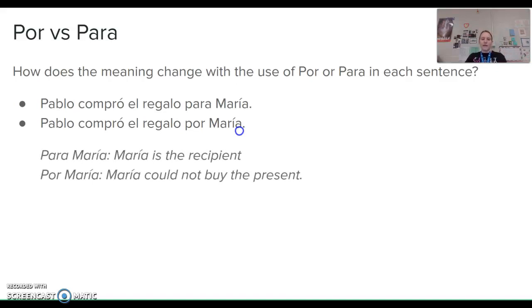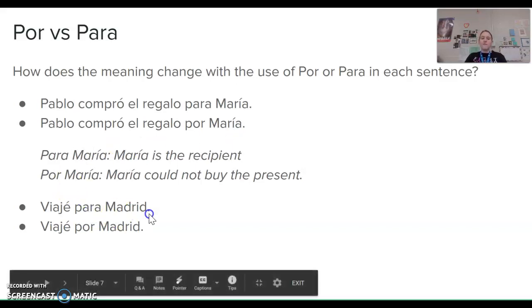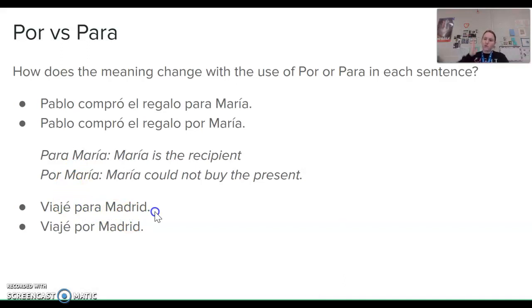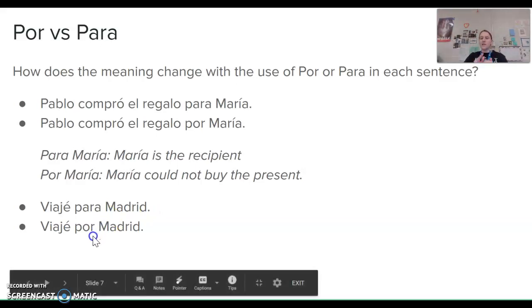Okay? Let's look at another example. Viajé para Madrid and viajé por Madrid. Again, both of these are correct. The difference is, in this first sentence, this para Madrid, Madrid is my final destination. That's where I'm going. I am traveling towards Madrid. Once I get to Madrid, I'm going to stay there. The por Madrid is I'm traveling through Madrid.